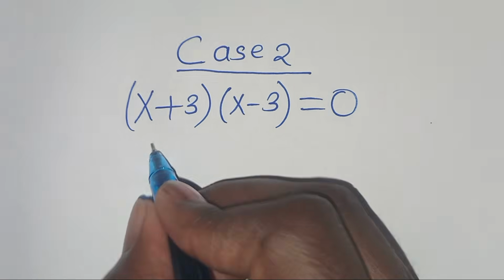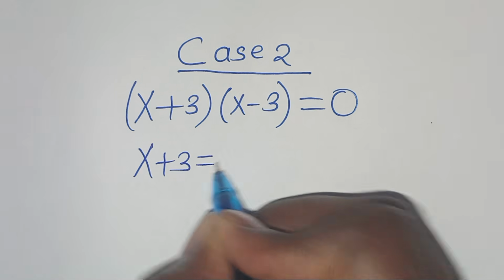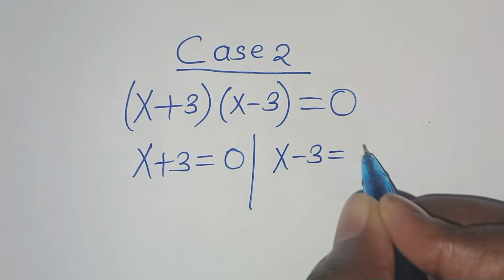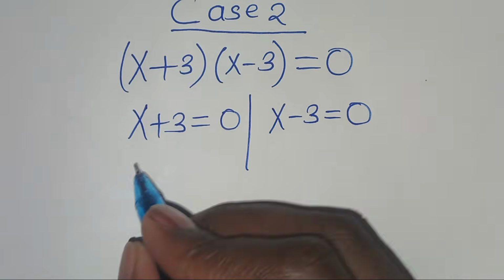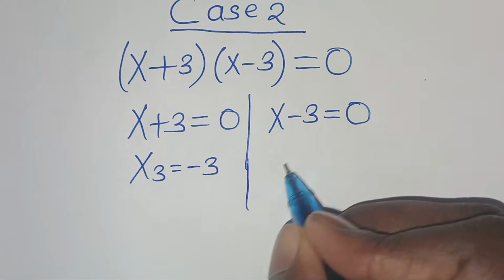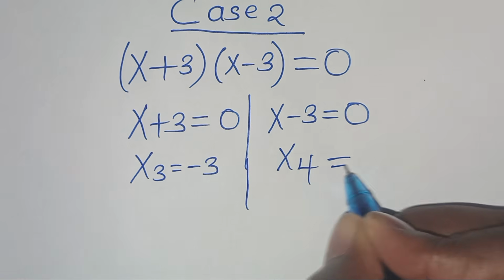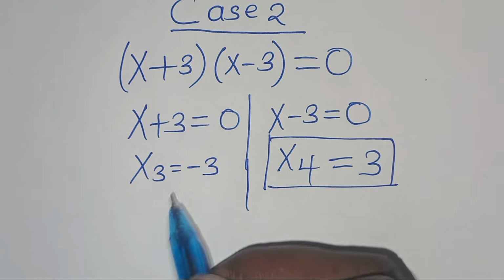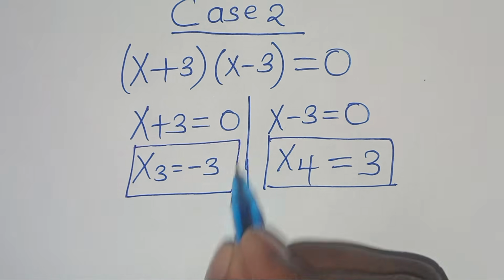Now here we have x plus 3 equal to 0, and we have x minus 3 equal to 0. So this means that x3 is equal to minus 3, and x4 is equal to 3.